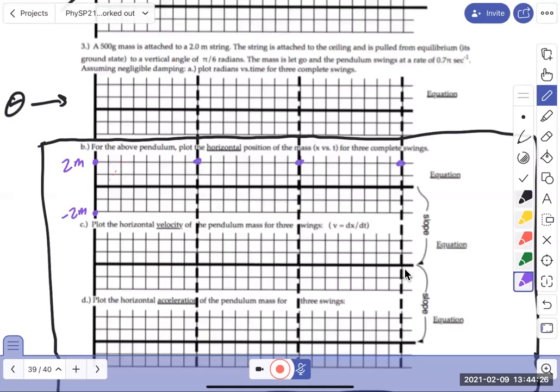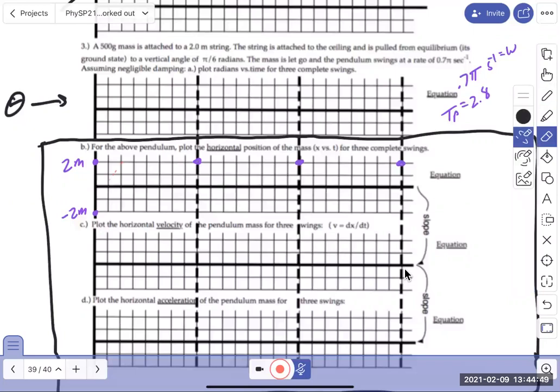And then it looks like we found that omega is 0.7 pi inverse seconds. So therefore we said the period was 2.8, right? Because it's 2 pi over that. And so it ends up being 2.8. So this will be true all the way down, this 2.8 business.